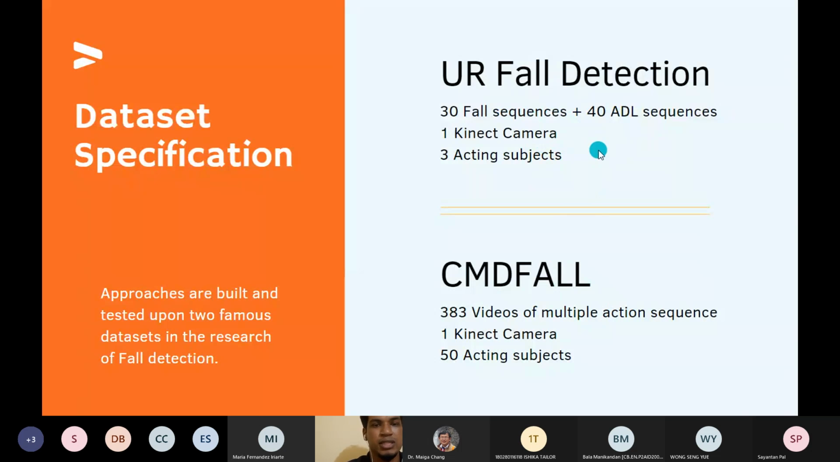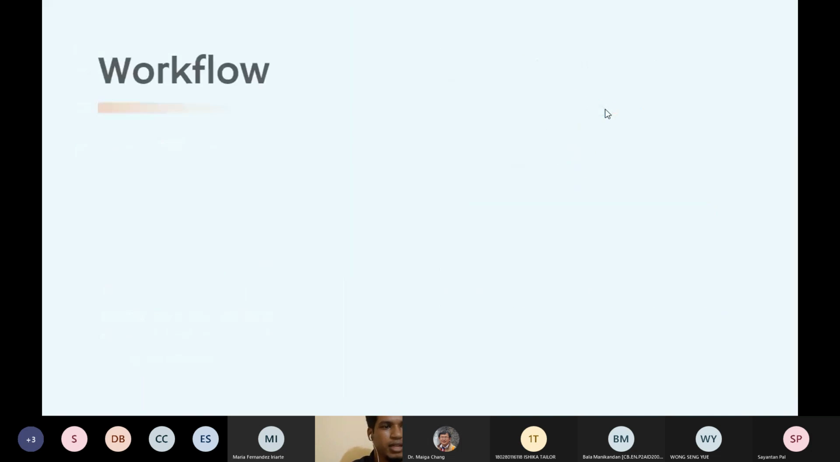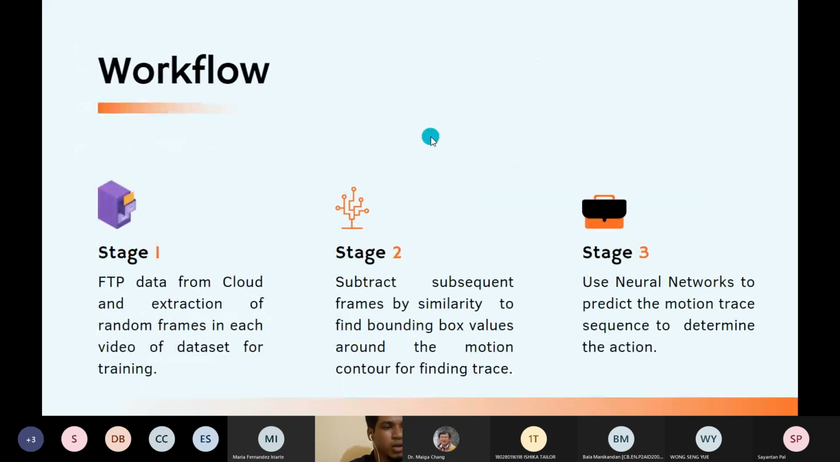We wanted to test our intuition, the incremental learning approach. We started with the UR fault detection dataset, and we'll try to see how the model generalizes better in a bigger dataset. So that was the intuition. So we started from the UR fault detection dataset.